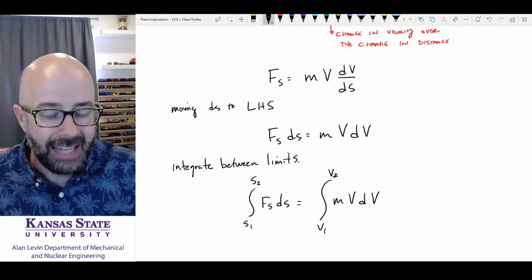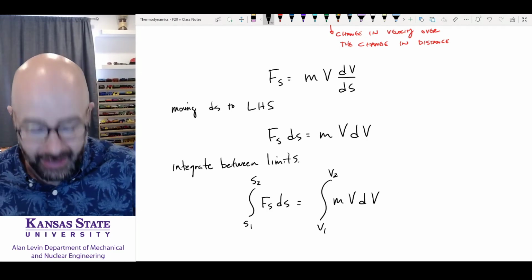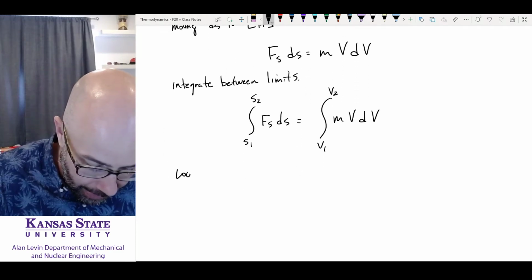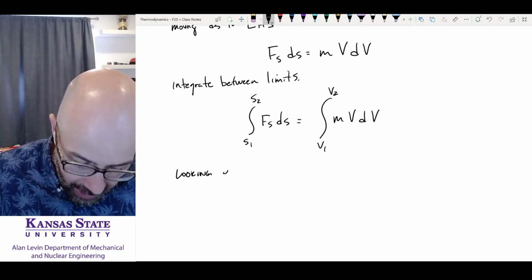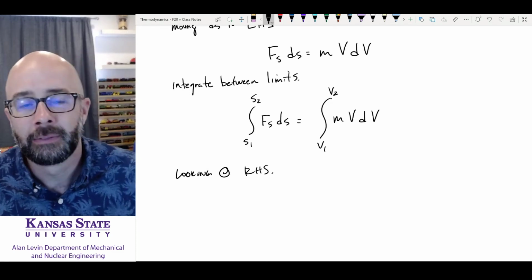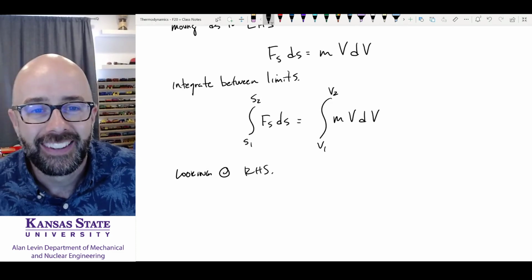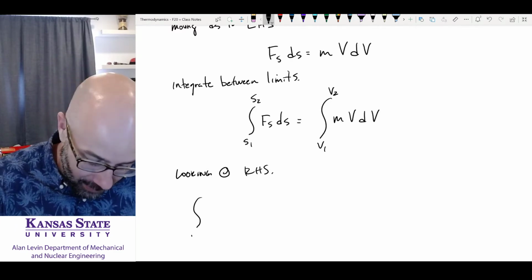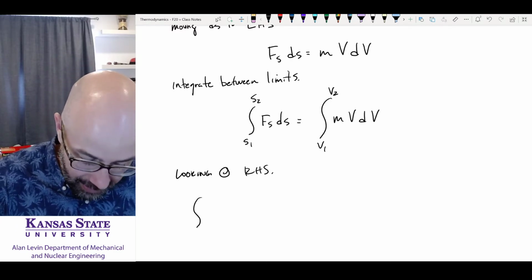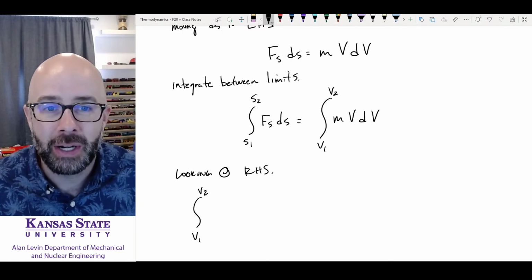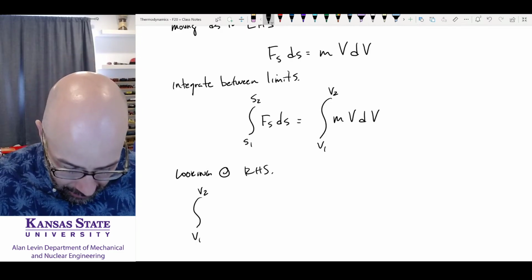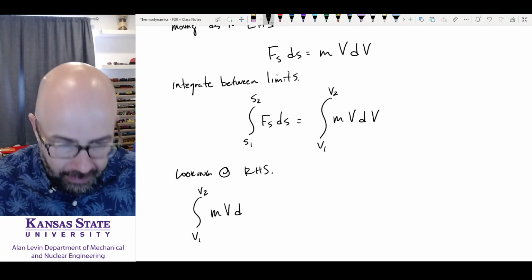Now, let's look at the right-hand side, RHS. I didn't go to a school with the initials RHS. V1 to V2 of mv dv. I almost wrote a volume there because I'm so used to writing volumes.